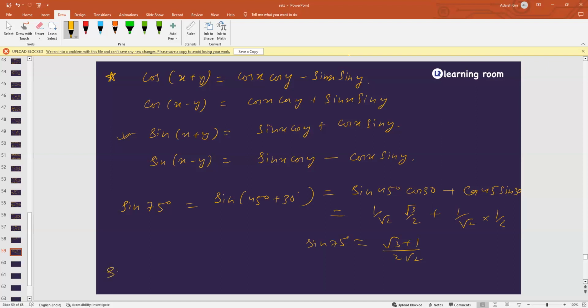One more thing. If I want to find sine of 2 theta. 2 theta means what? Sine of theta plus theta. So you can put it here. So it is sine theta cos theta plus cos theta sine theta. Both the thetas are same. So it will be 2 sine theta cos theta. The sine of 2 theta is 2 sine theta cos theta. So these are some important results that you can remember. Write it down.